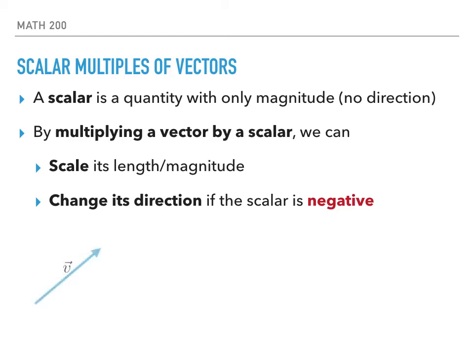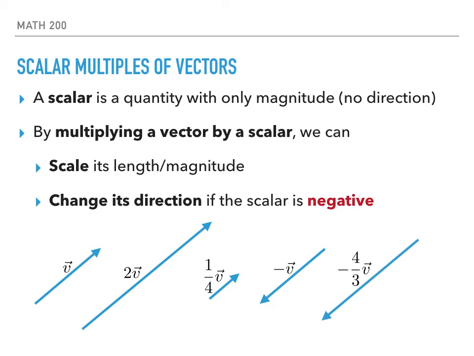Okay, so here's an example. There's the vector v, there's the vector 2v. So all I did is I made v twice as long. There's 1/4 v. That's a vector that's 1/4 as long as v. Now, if I multiply by a minus, then I get a vector in the opposite direction. If I multiply by a minus and a coefficient, then I get a scaled vector in the opposite direction. So all of these vectors are parallel. But some are longer, some are shorter, some point up and to the right, some point down and to the left.